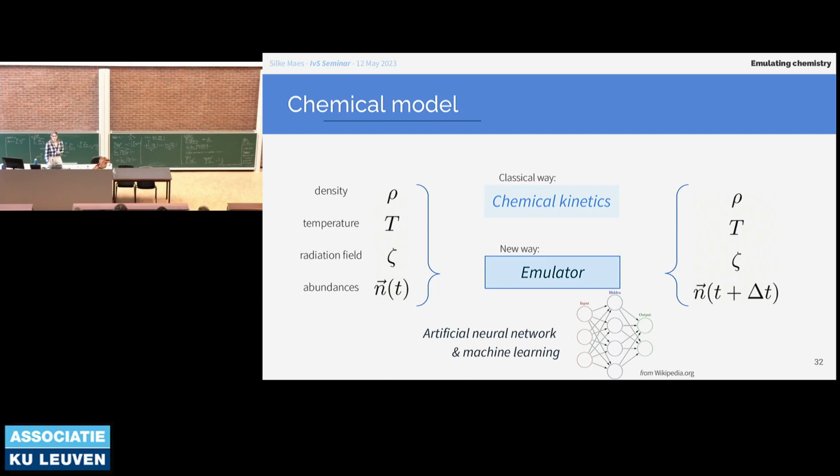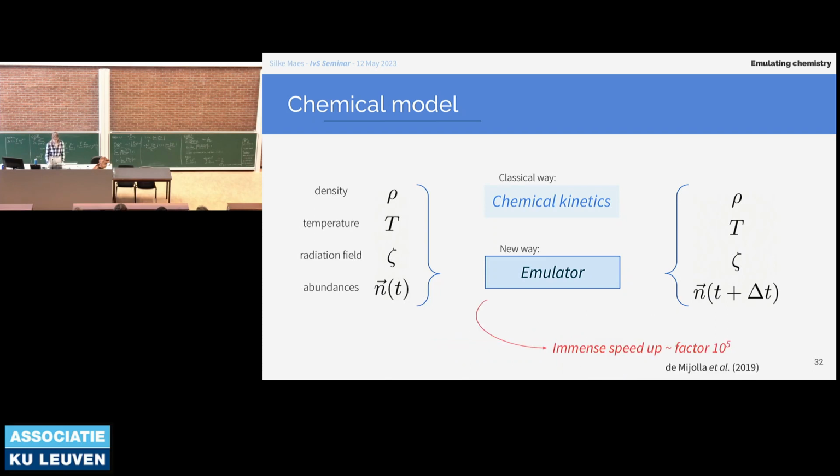This is not a new idea, it's not that we invented this. People have already researched this, and they have found that indeed, by using an emulator with these neural networks, we can really have an immense speed up, about a factor of 10 to the power 5, they state in the paper. And if we can build such a chemical emulator and connect that back to our hydrodynamical models, the hydrodynamical models would not take significantly longer than just the hydrodynamics. So that would be just perfect.